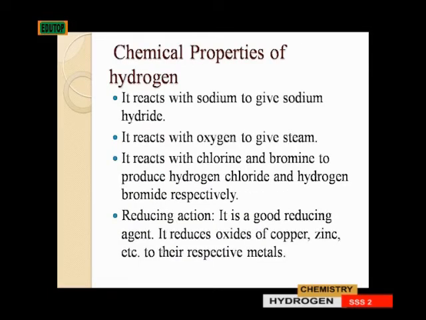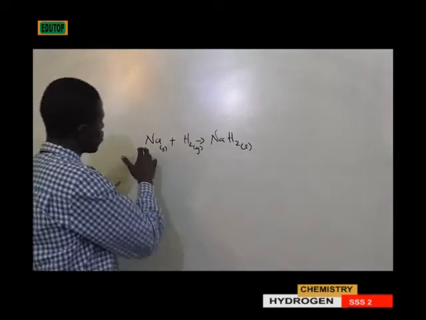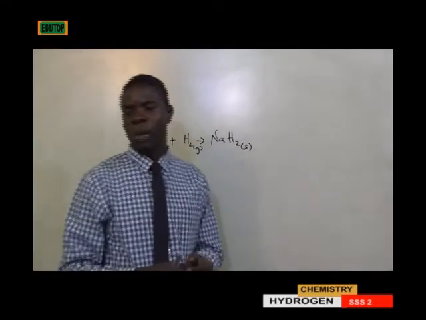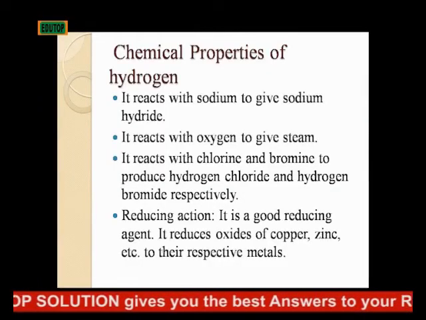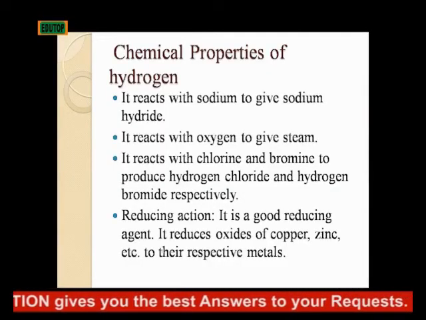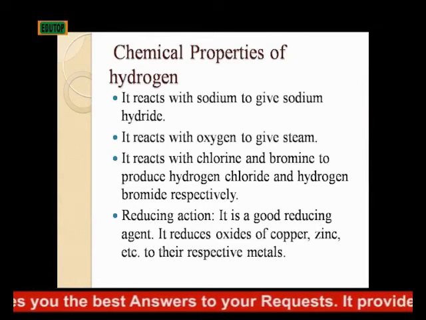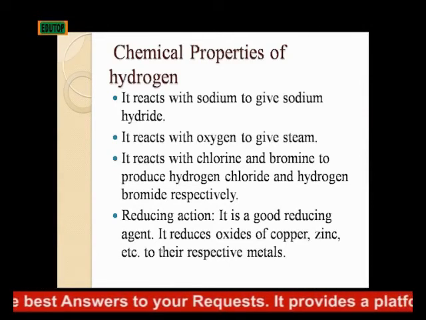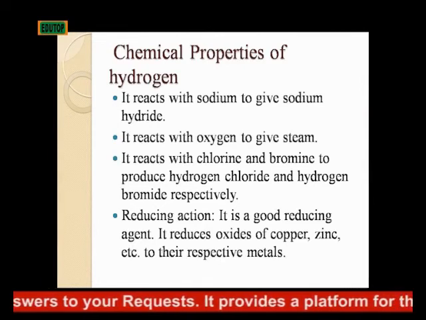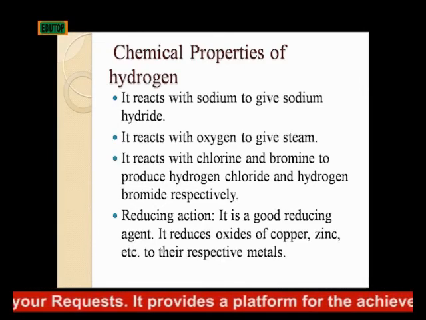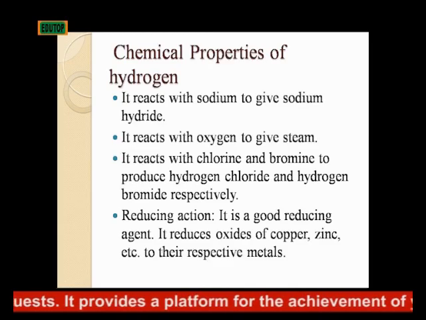Chemical properties of hydrogen. 1. It reacts with sodium to give sodium hydride. So sodium reacts with hydrogen to give sodium hydride. 2. It reacts with oxygen to give steam. 3. It reacts with chlorine and bromine to produce hydrogen chloride and hydrogen bromide respectively. 4. Reducing action. It is a good reducing agent.